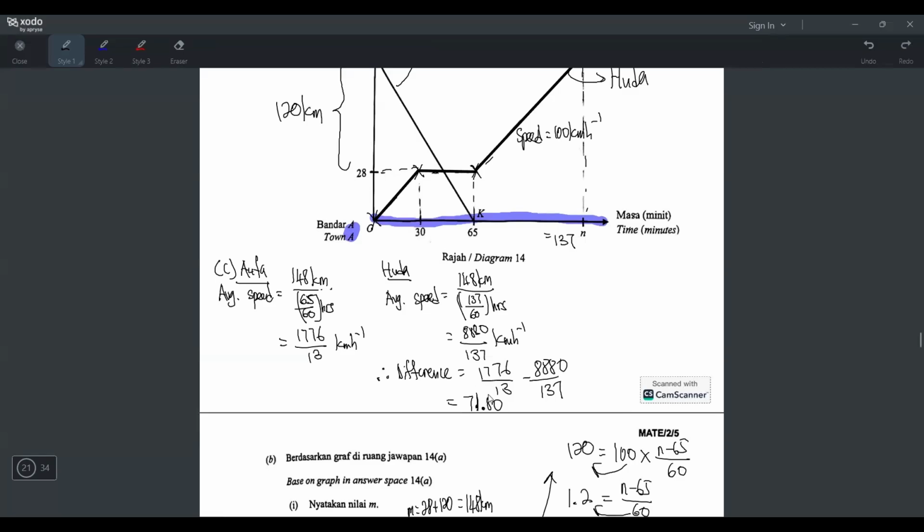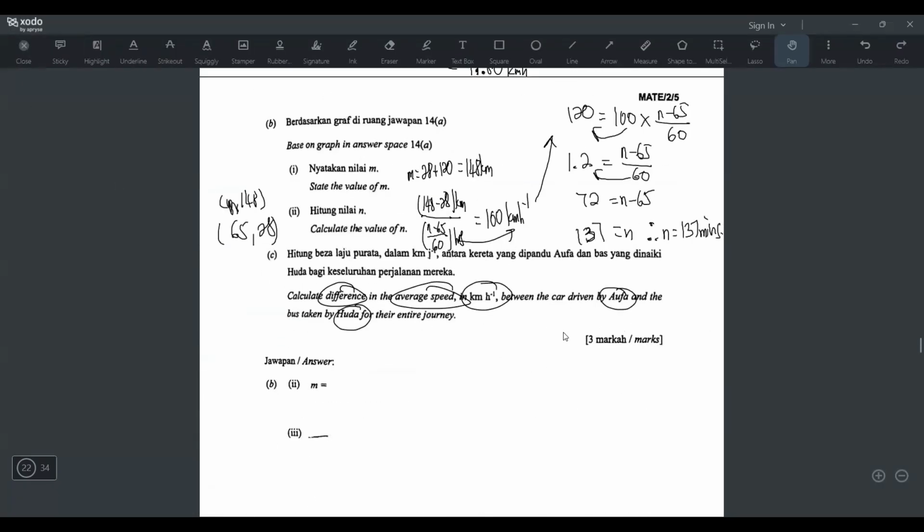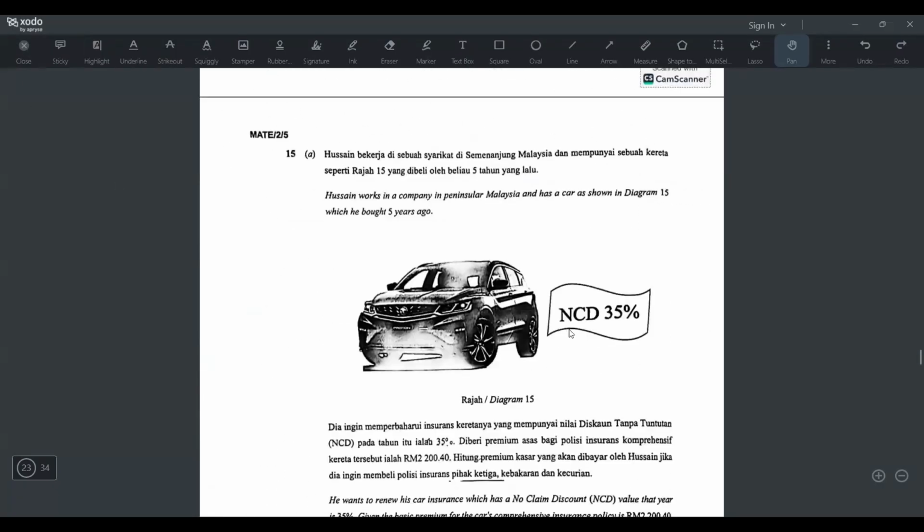So 71.80, and the unit is kilometer per hour. Because both units are kilometer per hour, when you find the difference, it will come out in kilometer per hour. Okay, I think that's the answer. It's 3 marks. That's all.